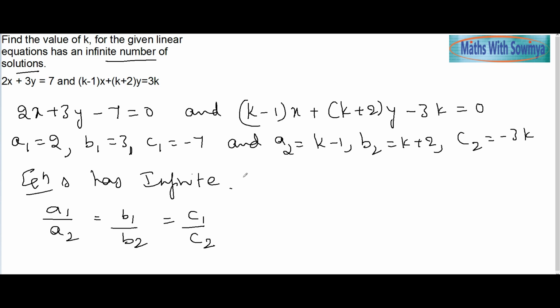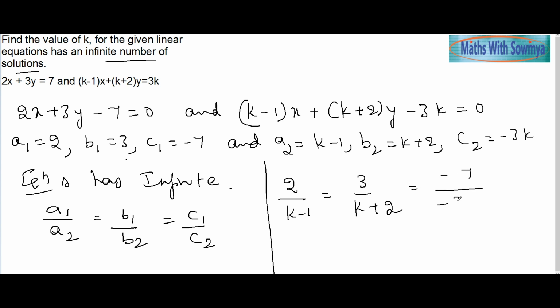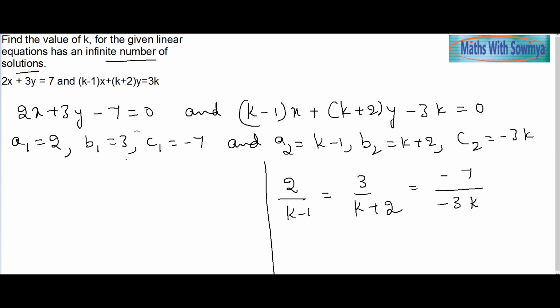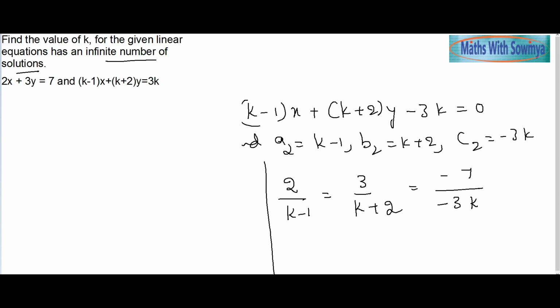So now a1 by a2 is nothing but 2 by k minus 1. This is equal to 3 by k plus 2. This is minus 7 by minus 3k. You can just equate any two values and find the rest of the values. So we will just see here. I'll clear it because we have to just find the value of k here. So I'm taking first two things, 2 by k minus 1 which is equal to 3 by k plus 2.